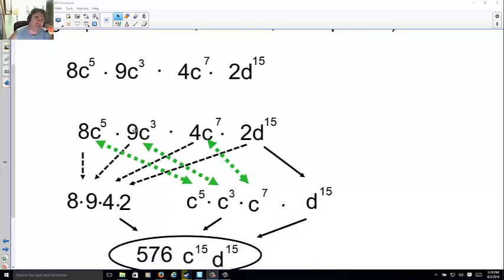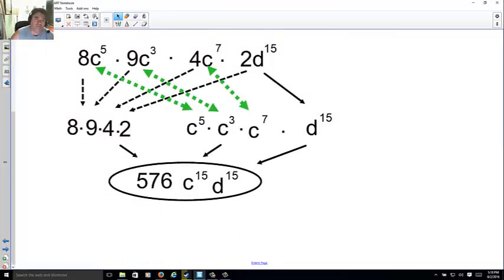And notice what I did here. I put all the coefficients right here so I can multiply into 576. I put the c's all together. I said, okay, c to the 3rd, c to the 5th, c to the 7th. I combined those to make c to the 15th, and d to the 5th just stays there.